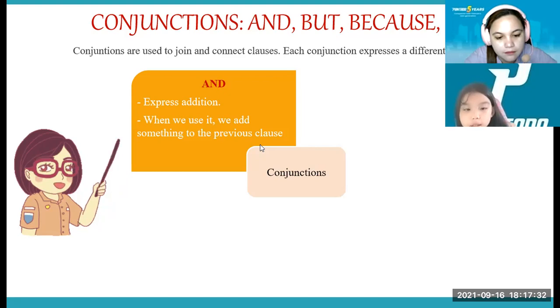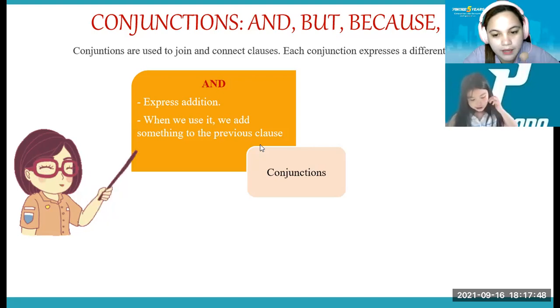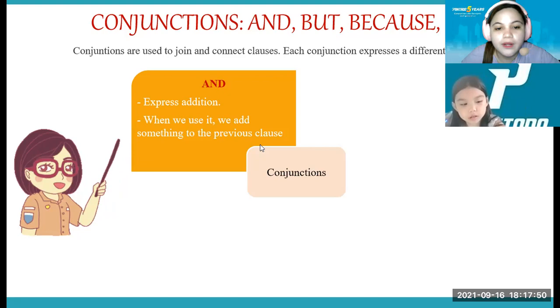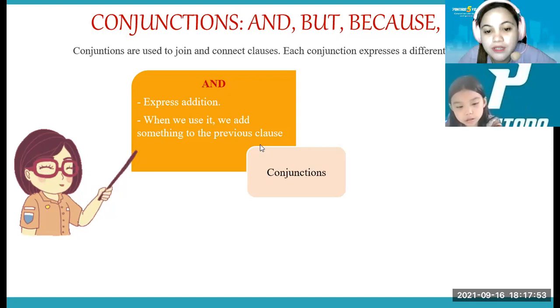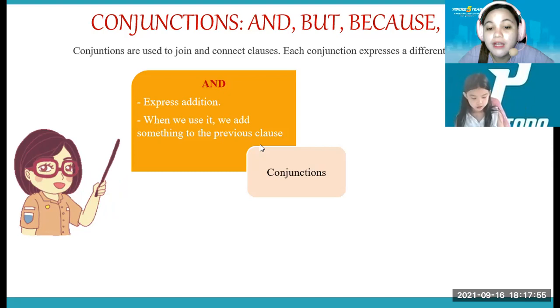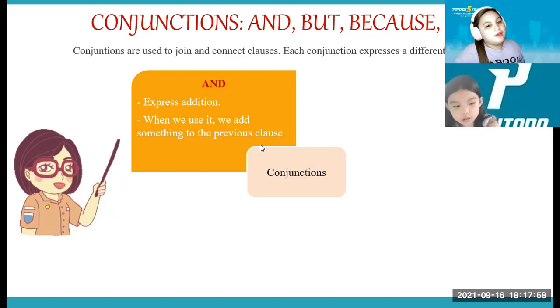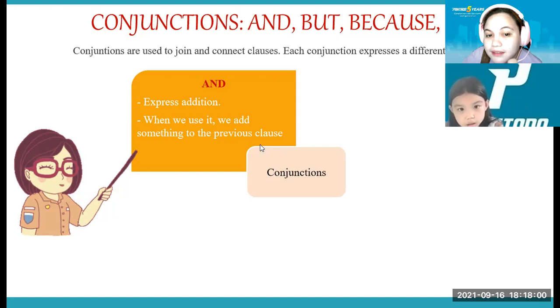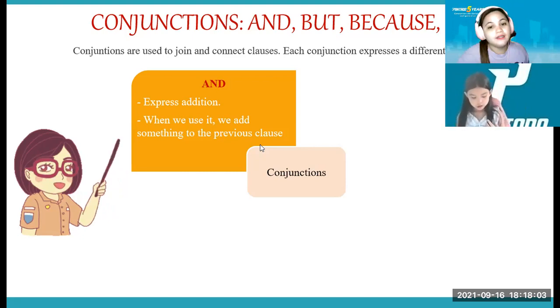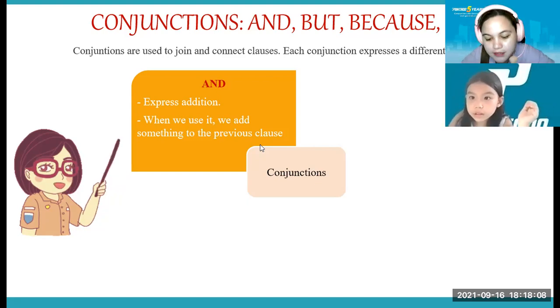Okay, so we use the word and when we express addition. When we use it, we add something to the previous clause. Example, my favorite food is cake and ice cream. Okay, so we use the word and. Next one, how about you? Can you make a sentence, please, using the word and?